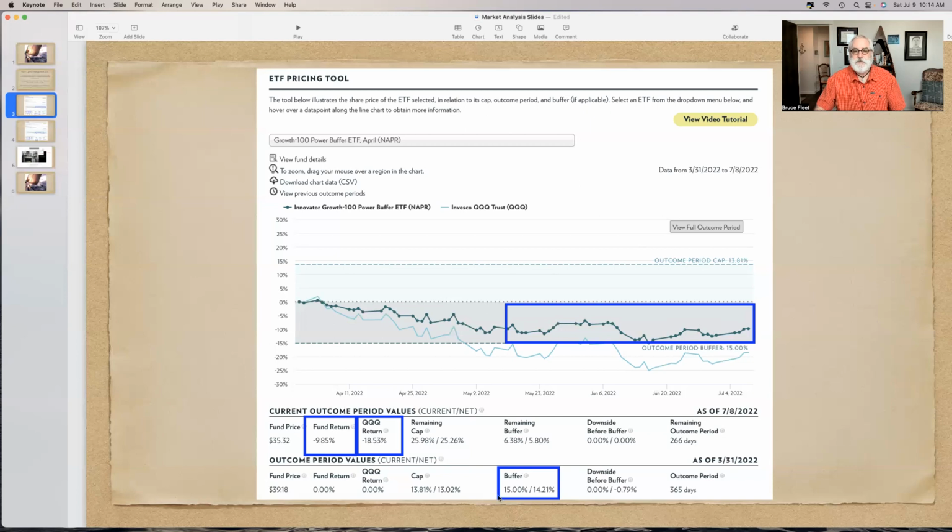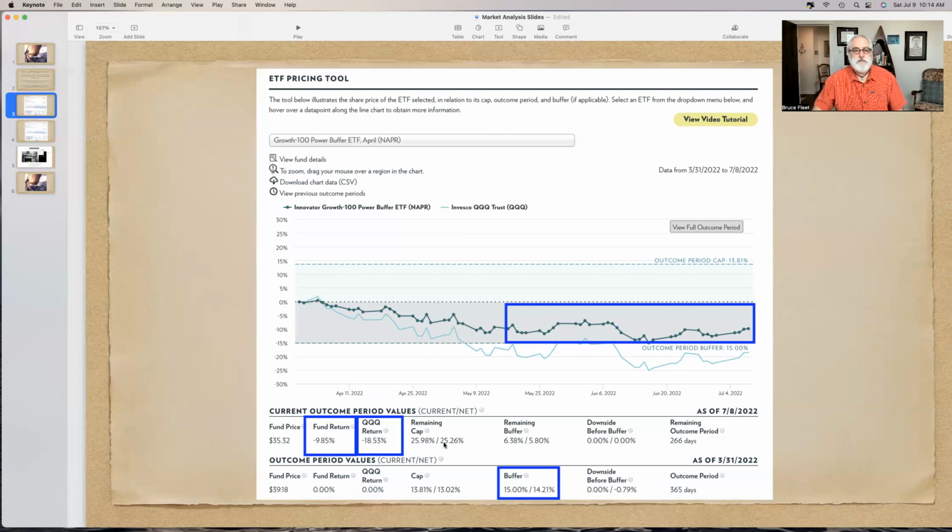I have that highlighted down here. So really what you're being protected by is not a full 15%, it's 14.21. Or another way you can look at it is, the price wouldn't go back to zero, it would go to 0.79. So those are their internal fees that you don't even see, but they are there, and I point them out. But the point is, if today were maturity, the NASDAQ would be down 18, you would be down 0.79%.